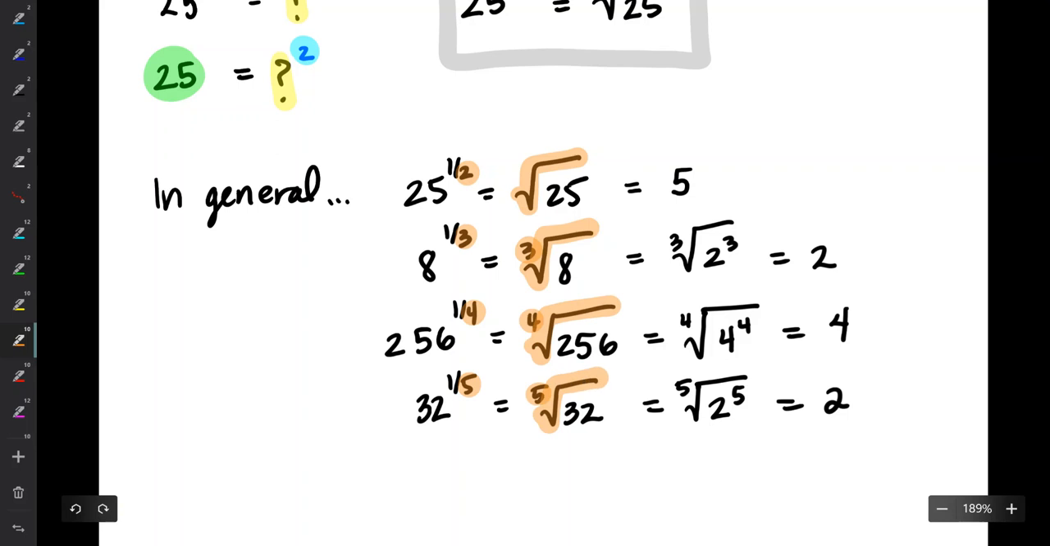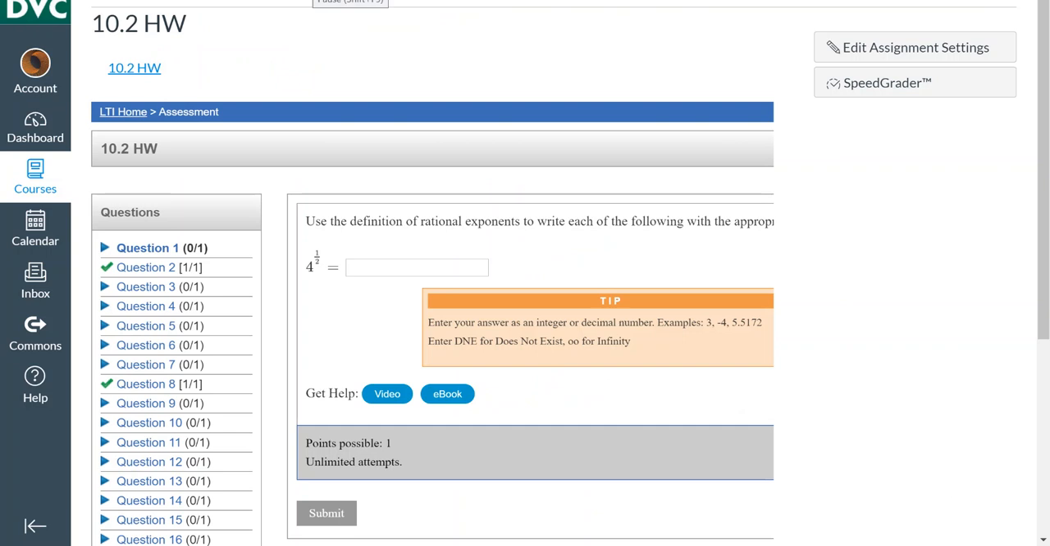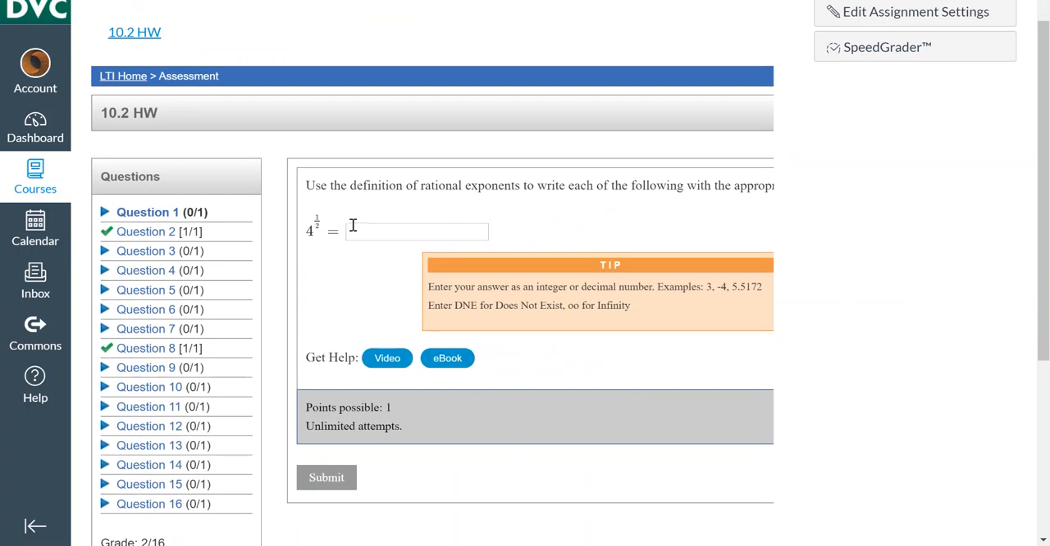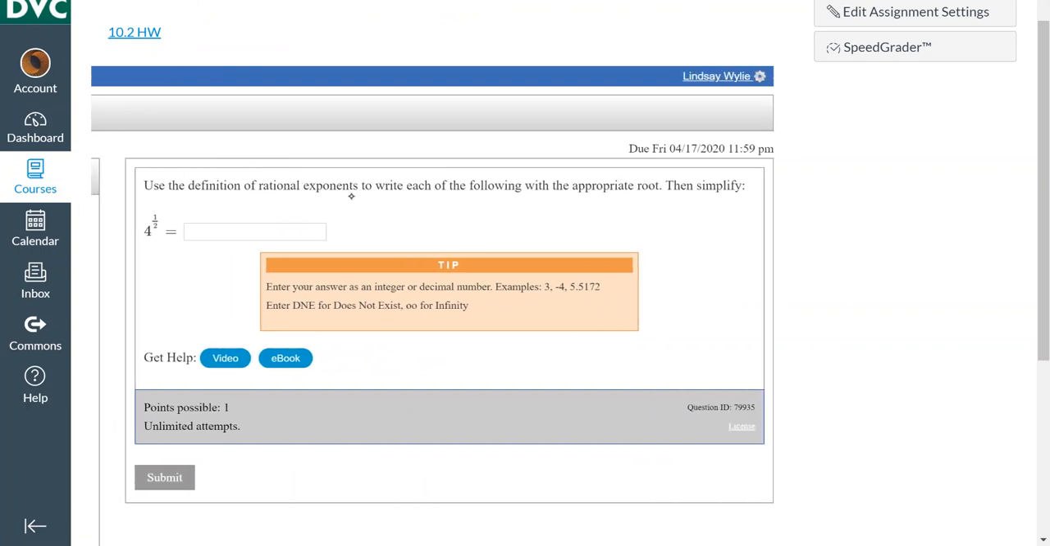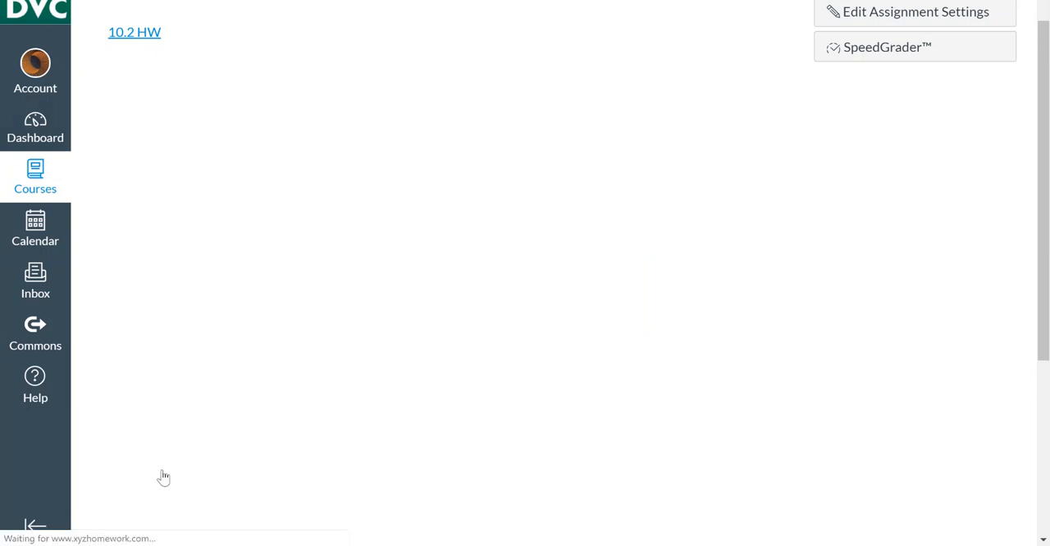All right, so now you should be set up to go ahead and do example 1 in the homework. If we look at it, it's asking me what 4 to the 1/2 power is notation for. Use the definition of rational exponents. Rational just means fraction. To write each of the following with the appropriate root and then simplify. So 4 to the 1/2 power is notation for the square root of 4, and the square root of 4 is 2, and we're happy.